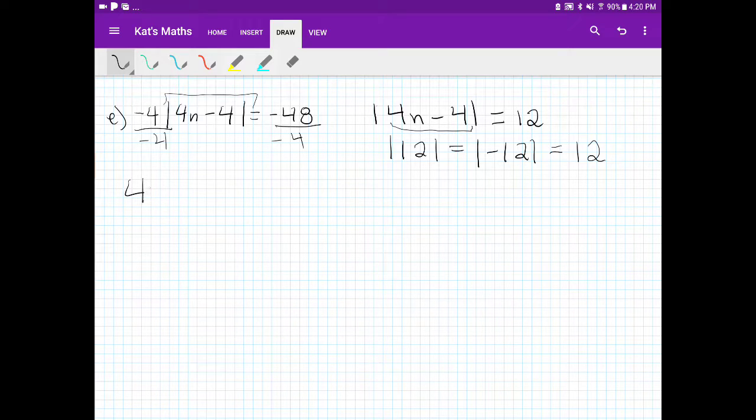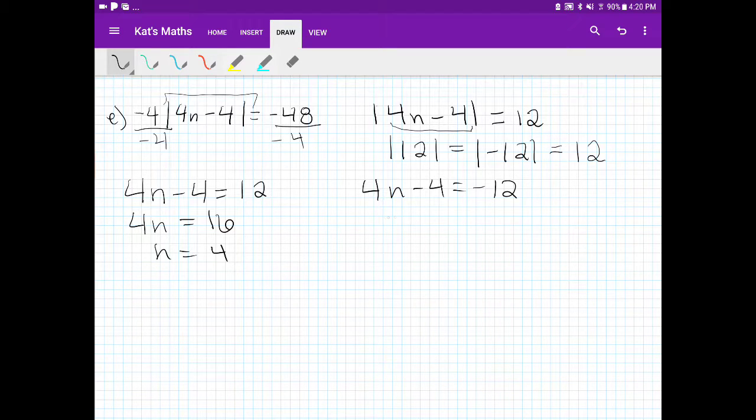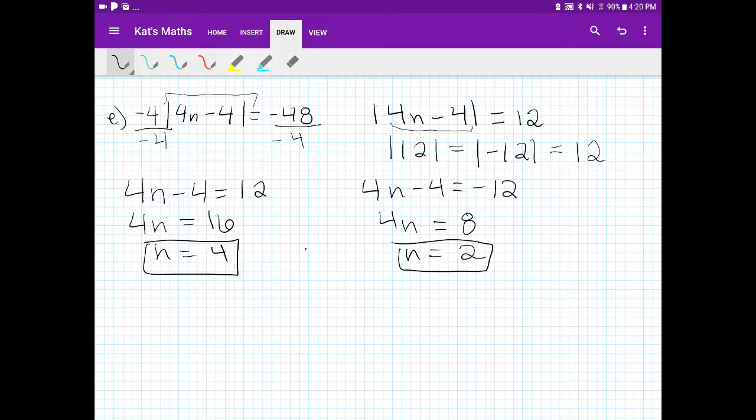So here we're going to set up our two equations. So I've got positive 12 and negative 12. And then we're going to solve for n. So 4n is equal to 16. N is equal to 4. Here I have 4n is equal to 8. N is equal to 2. So we have two solutions.